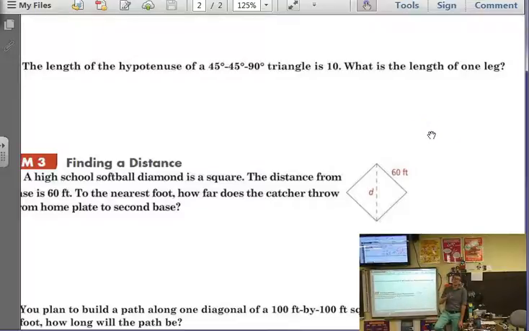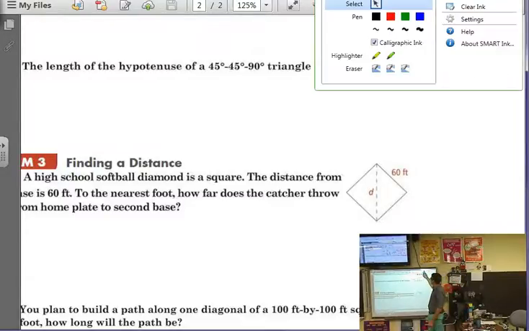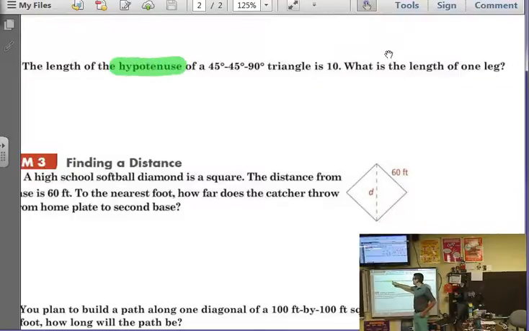Everyone else, hey, solve this out on your own. If your hypotenuse was 10, in a 45, 45, 90 triangle.